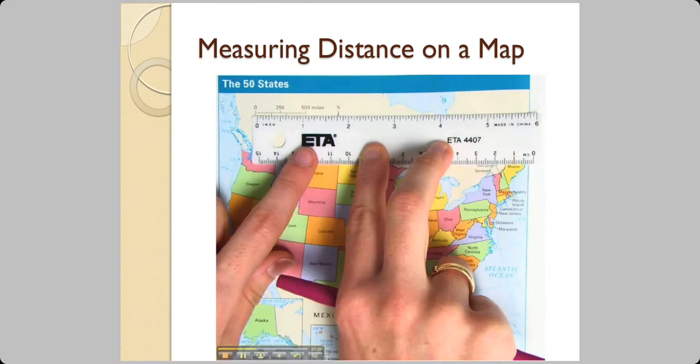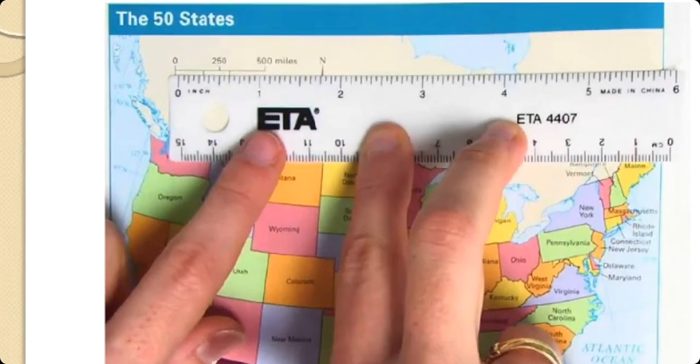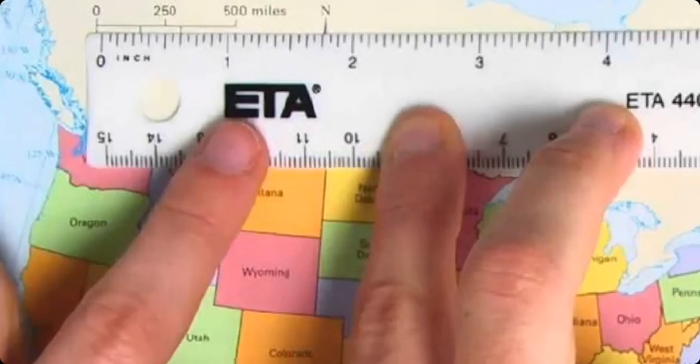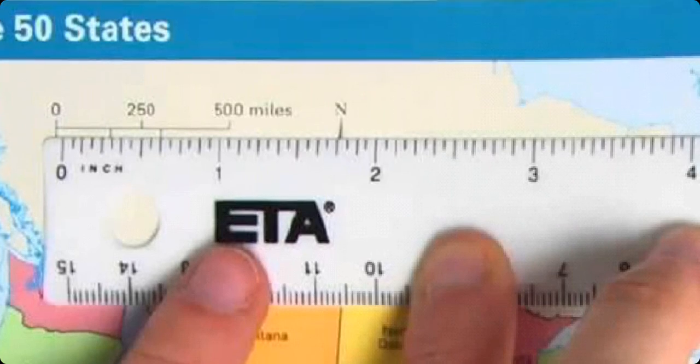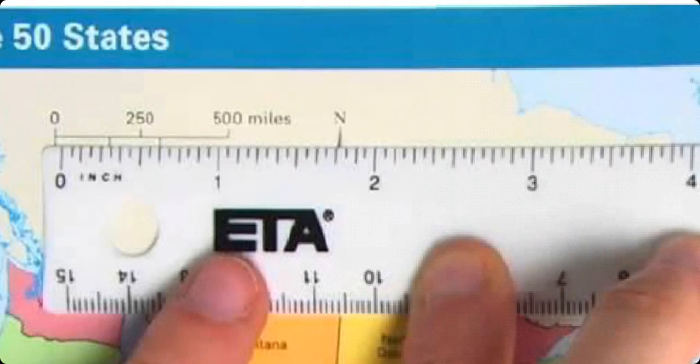Now we come to a topic about measuring distance on a map. So now you already know what is the scale or the map scale. Now on the left hand side, you see the scale drawn on the map, it says 0, 250 and 500. And on this ruler, when you keep the ruler near the scale, you come to know that 1 inch on the ruler is equal to 500 miles on the map.